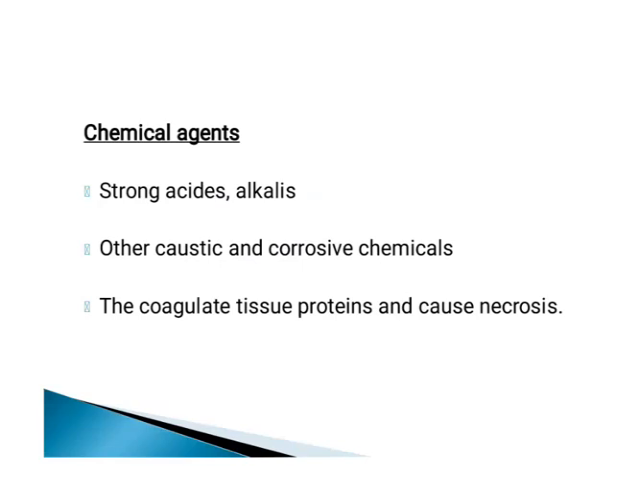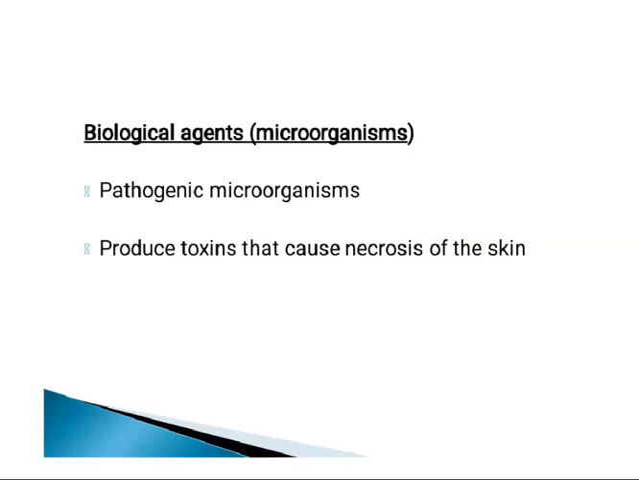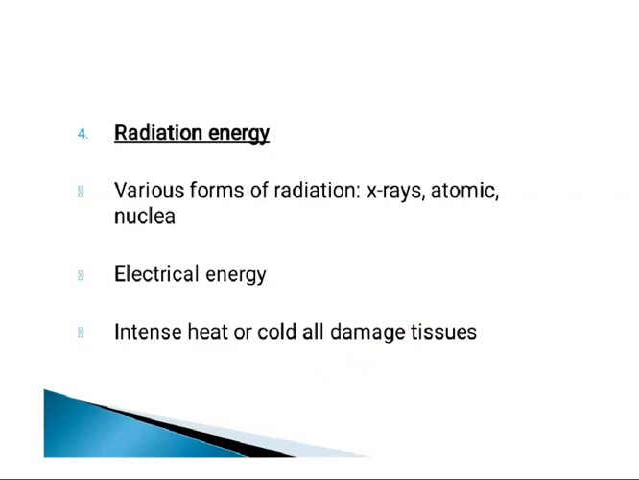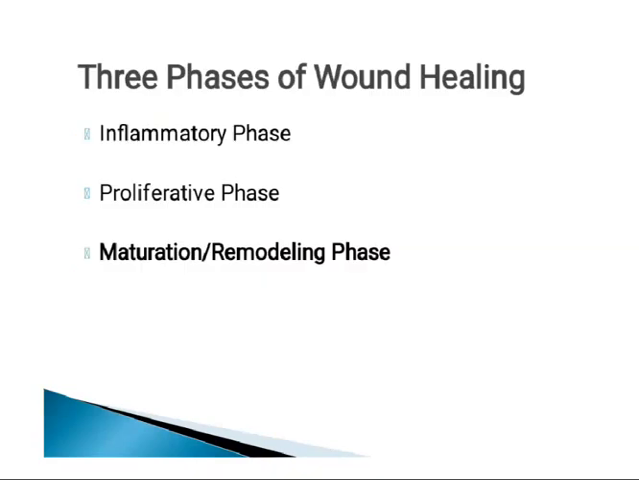They coagulate tissue proteins and can also cause necrosis. Biological agents, like pathogenic microorganisms, could lead to that. They produce toxins that can cause necrosis of the skin. Radiation energy too could lead to that. So various forms of radiation, we can talk of X-rays, atomic, nuclear, and electrical energy, intense heat or even cold can cause damaged tissues too.